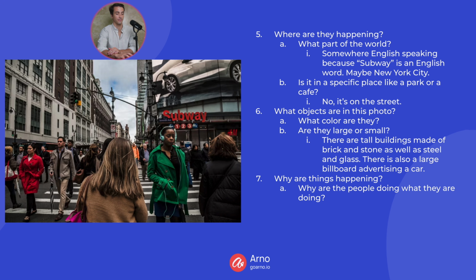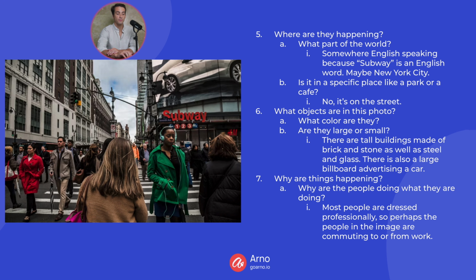Why are things happening? Why are people doing what they are doing? Most people are dressed professionally, so perhaps the people in the image are commuting to or from work. So you can see with these W questions, we had so many things to say about this image. Far too many for you to include in just 60 seconds, but you can see how this strategy gives you many options to choose from and makes it very easy to describe the image.